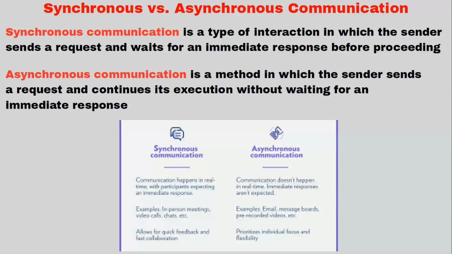So continuing from the last video, we'll discuss here what is synchronous versus asynchronous communication. Synchronous communication is a type of interaction in which the sender sends a request and waits for an immediate response before proceeding. Whereas asynchronous communication is a method in which the sender sends a request and continues its execution without waiting for the immediate response. So in one place, synchronous, you get an immediate response.